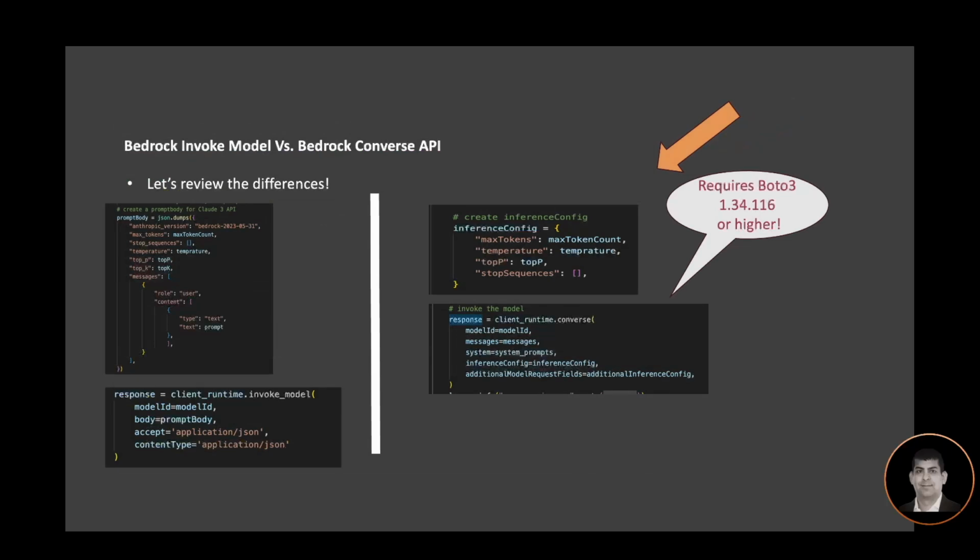API call. On the other hand, for the Converse API, we create and build an inference config using the max tokens, temperature, and other parameters. And then in the client runtime, instead of invoke model, we are passing converse, which is abstracting the implementation of inference config and other parameters for us, providing us a consistent way to pass the information to the model. So here we have converse, we pass the model ID, the message, the system prompt, inference config, and then if needed, additional model request fields also.